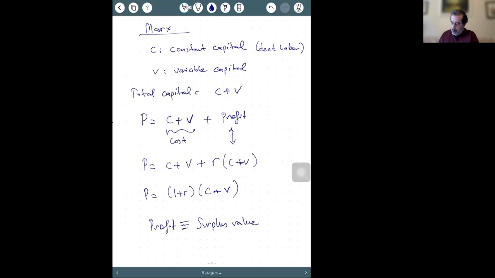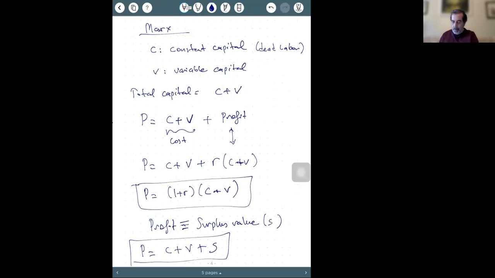Which is called S. It is shown by S, actually. So on the basis of this, we can say that price is equal to C plus V plus S. This is the general formulation, and this is the particular price of production, right? But here, the tricky part is that all variables here, constant capital, variable capital, and surplus value are all expressed in value terms, in terms of labor time. You know, this is the labor time that is used as numeraire, basically, the measure of value.